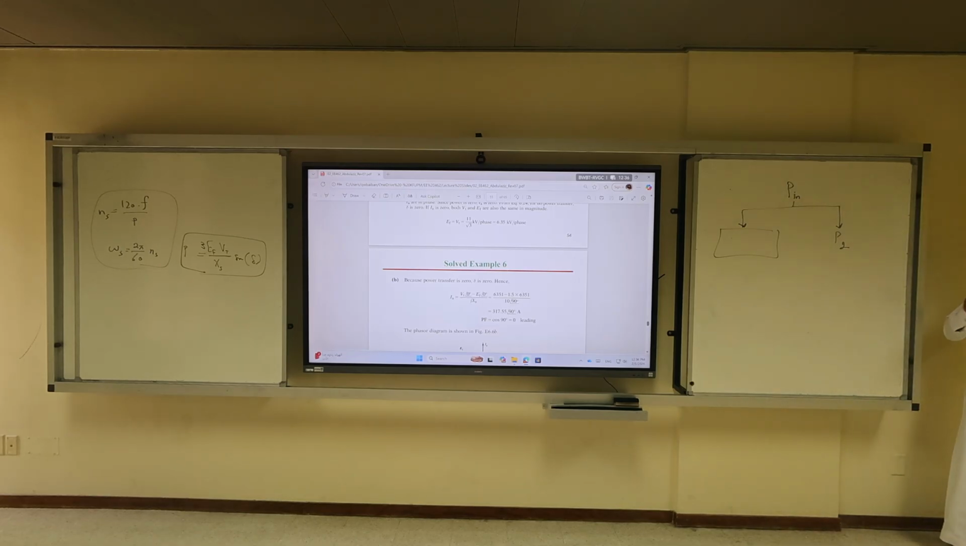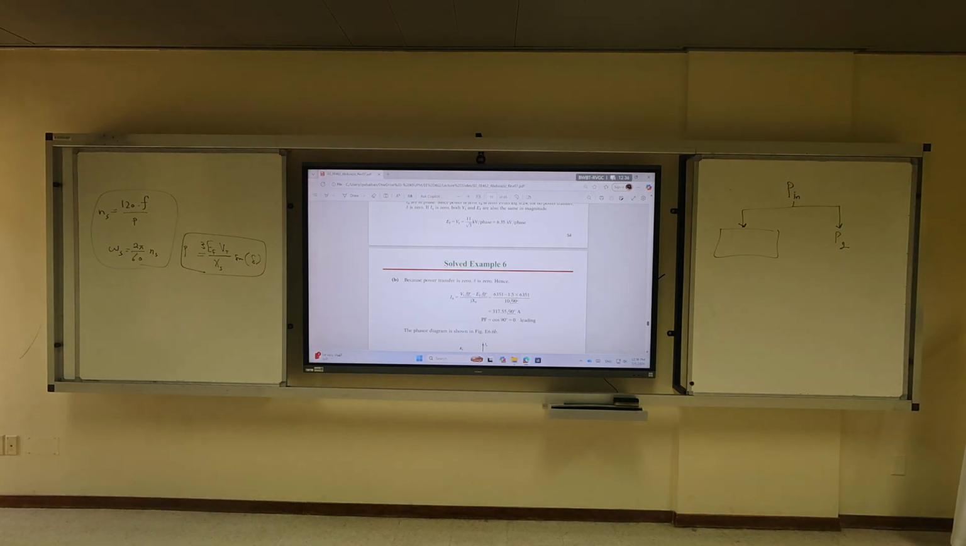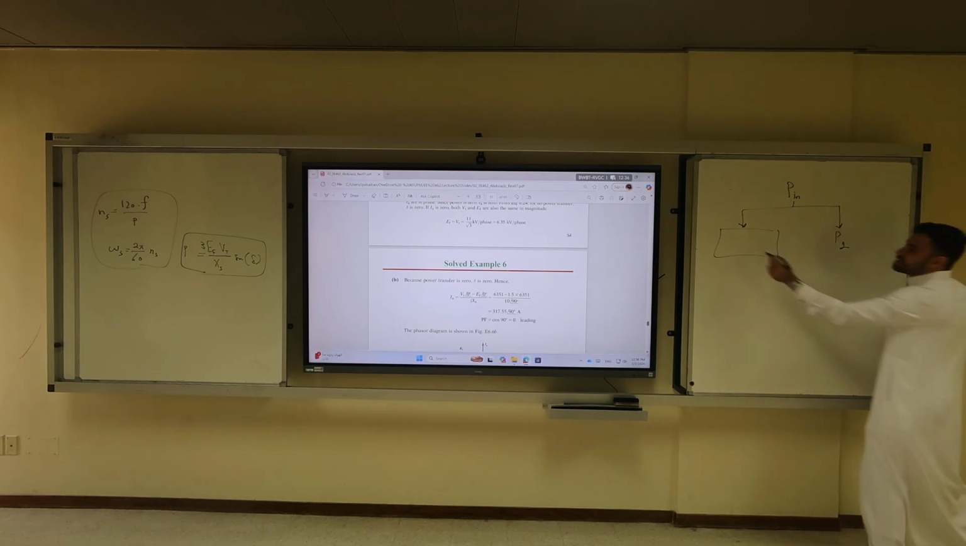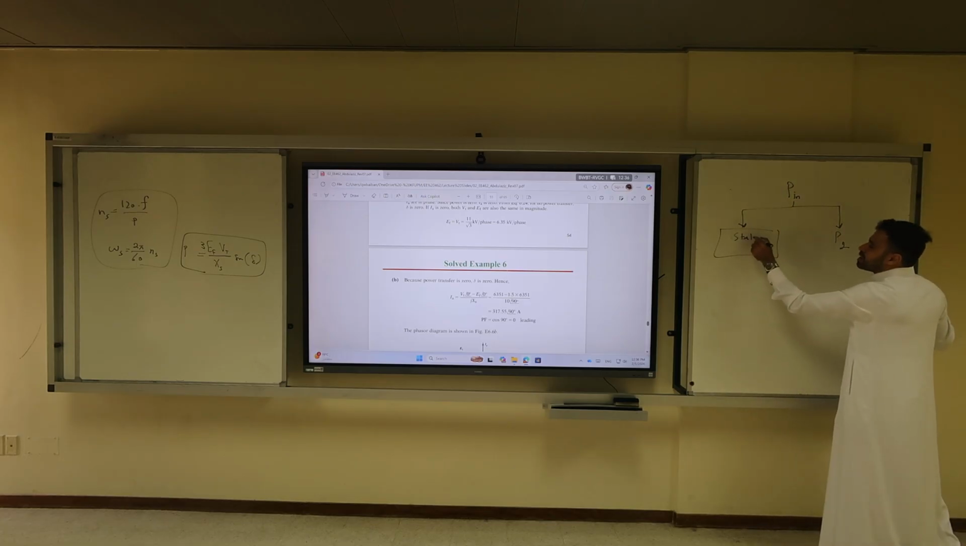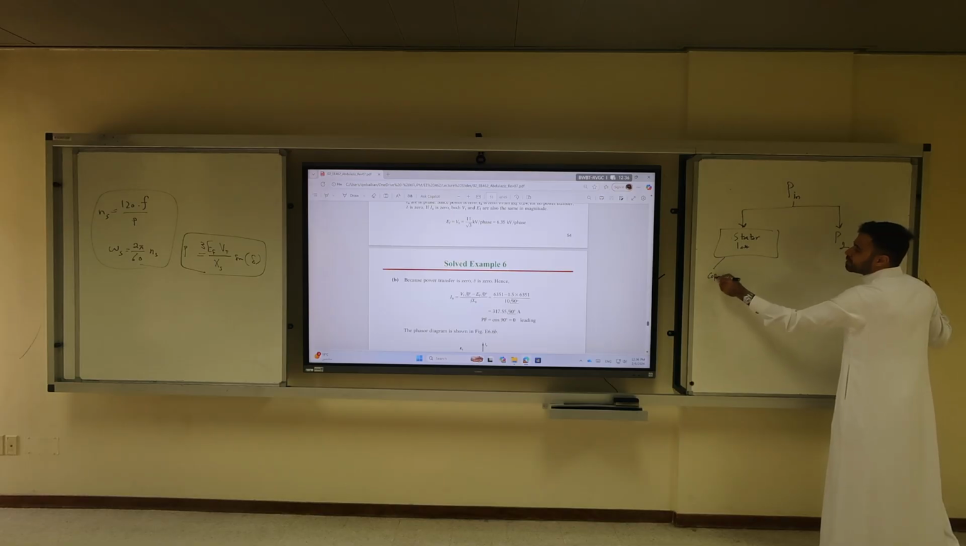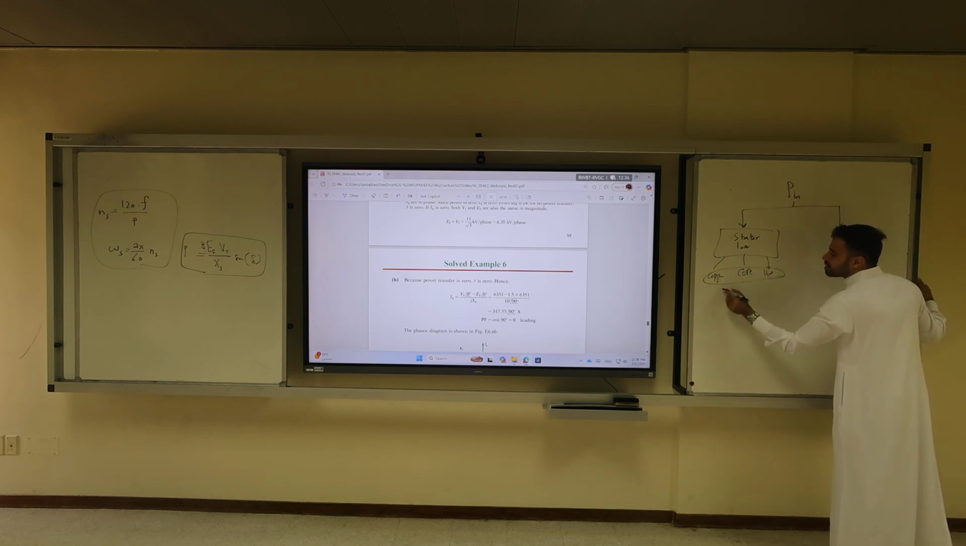You supply power to the stator or the rotor for a synchronous motor? To the stator. So here we have stator losses. What are the stator losses? Copper, core, hysteresis. All of them we lump together and call them rotational losses.